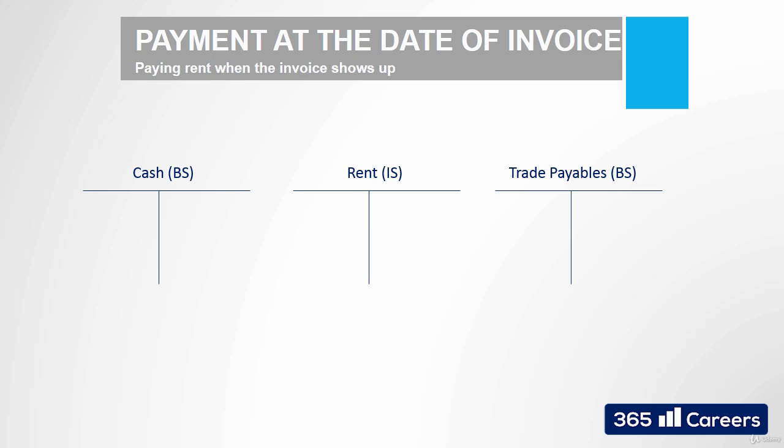Now let's consider the first scenario, when the payment and the expense recognition occur at the same time. We will pay $1,000 for rent. Our cash will decrease by $1,000, and because it is an asset, we'll have to credit it for $1,000. And then we'll debit rent for $1,000, because it is an expense and it increases.